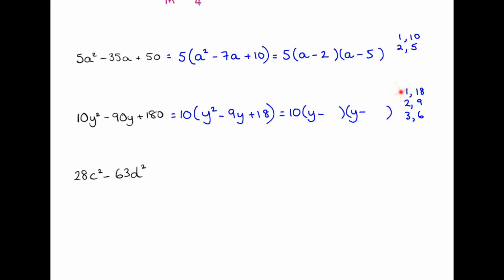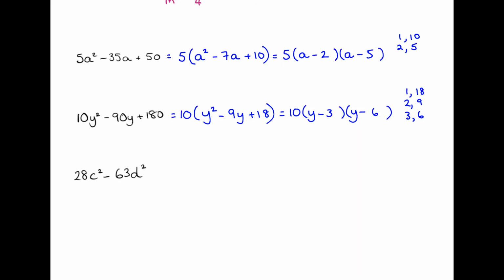Okay, we can't make 9 out of that. We can't make 9 out of that, but we can make 9 out of that, so it must be this pair. And because the signs in the brackets are the same, it doesn't matter which way round they go. So we'll just do a quick check. We get negative 3y from that, negative 6y from that, and negative 3y and negative 6y combine to give us negative 9y, and that's what we were looking for, so we know we've factorised that correctly.